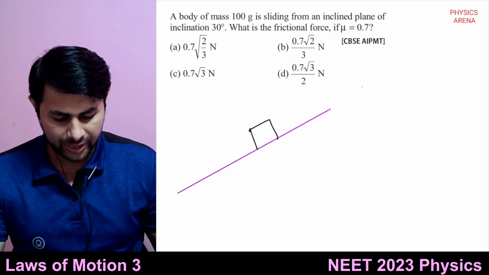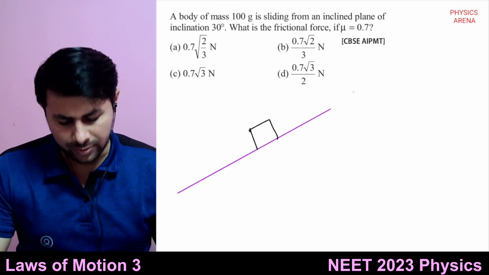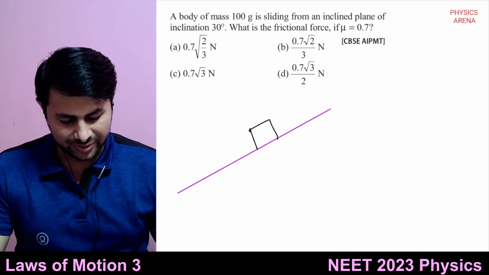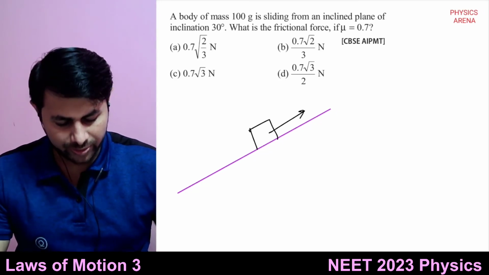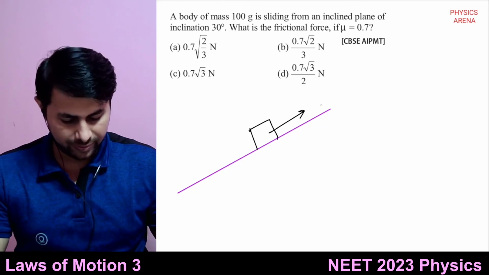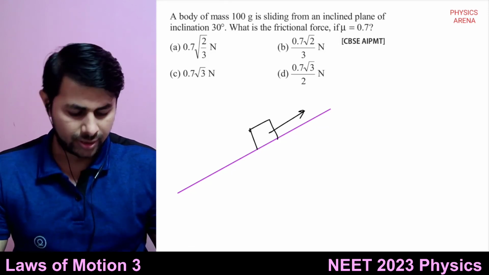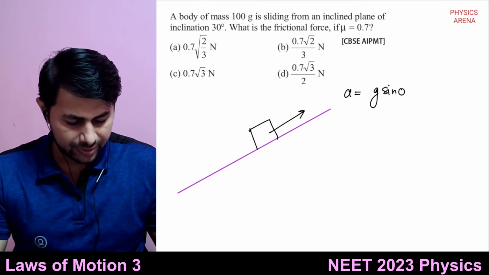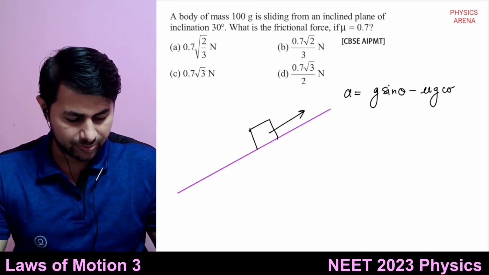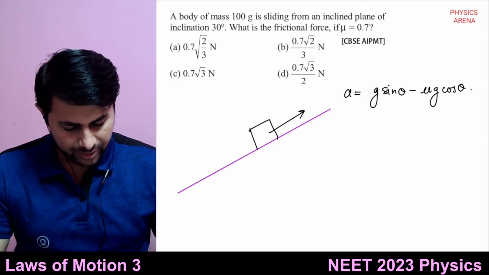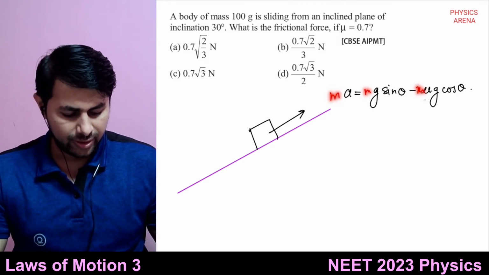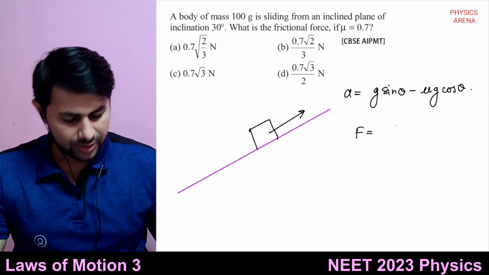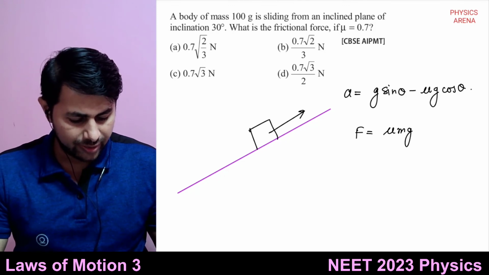So again, we can write, mu is given here, not similar to the last one. This is easier than that. So what will be the frictional force? Remember the acceleration formula, g sine theta minus mu into g cos theta. If you multiply this with m, you get this term as the frictional force. So how much is the frictional force? It is mu mg cos theta.